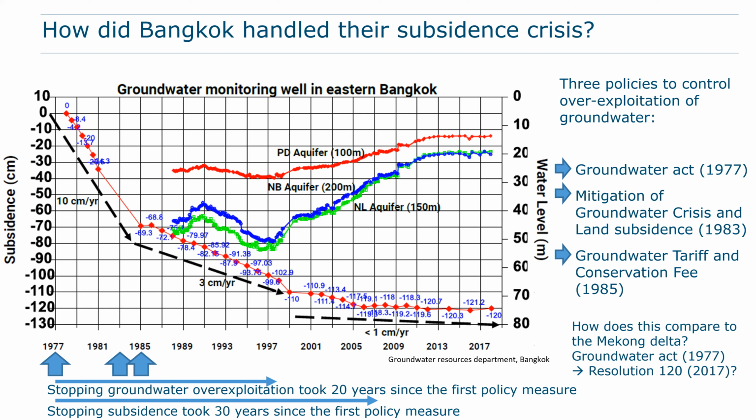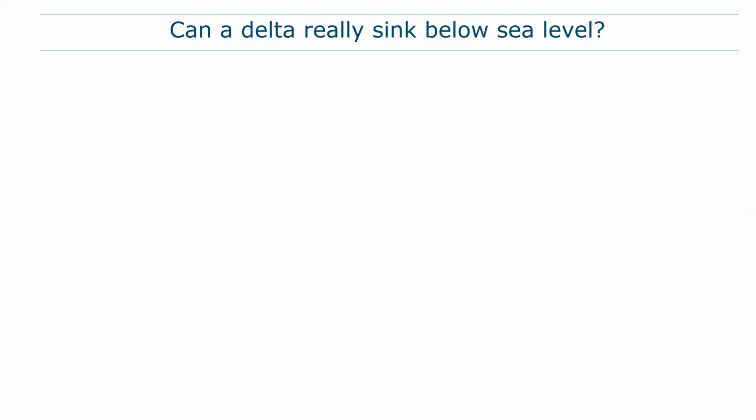And you can wonder, how does this compare to the Mekong Delta, where we have this Groundwater Act in Bangkok? Is that comparable to, for example, the Resolution 120? And the second thing I'd like to show you is, can a delta really sink below sea level? Because it sounds maybe very apocalyptic, right? Seeing this whole huge delta turning blue in these little figures.